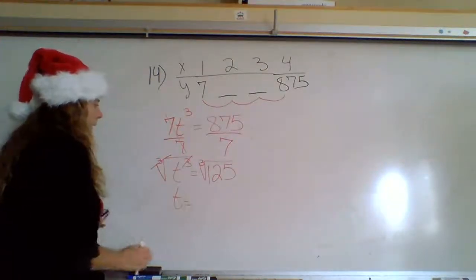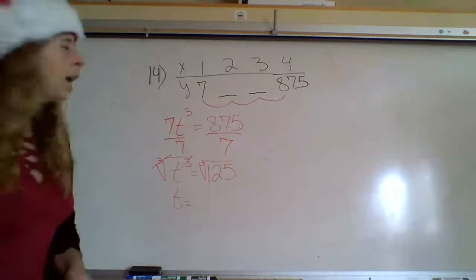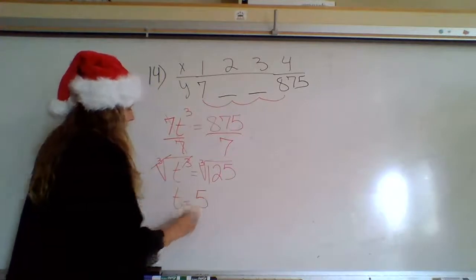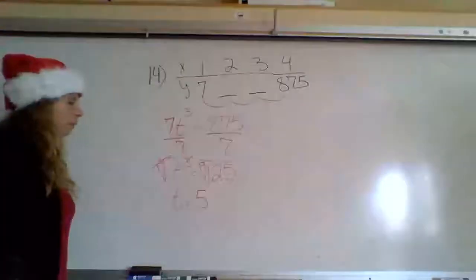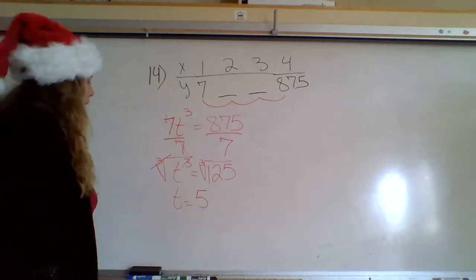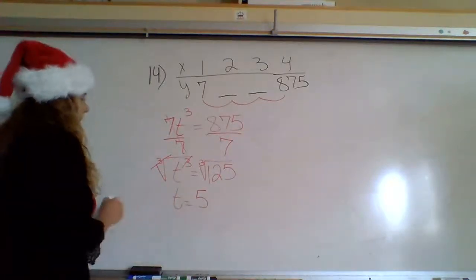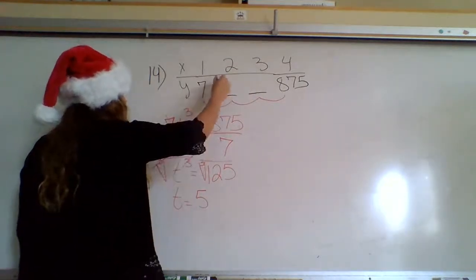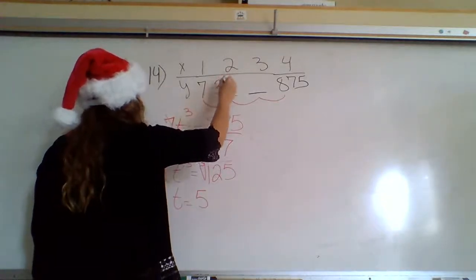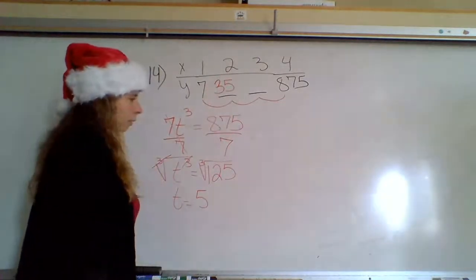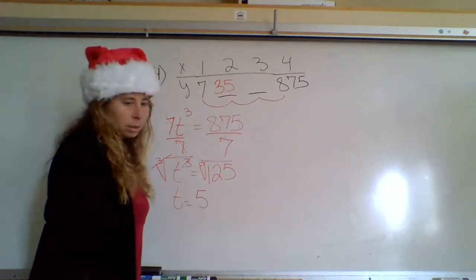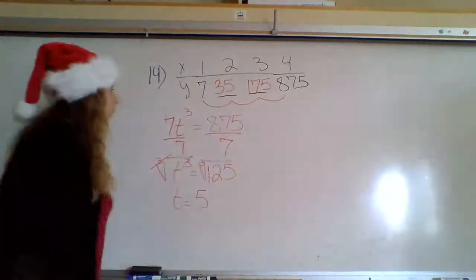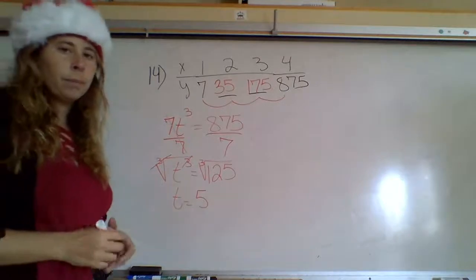T equals, aha, I don't need my calculator for this one. The cube root of 125 is 5. 5 times 5 is 25, times 5 is 125. Okay, so you're multiplying by 5 every time. So then go ahead and fill in your 2 missing slots. 7 times 5 is 35. 35 times 5, 180. Nope, 175. Ta-da! So that's like we've been doing in class.